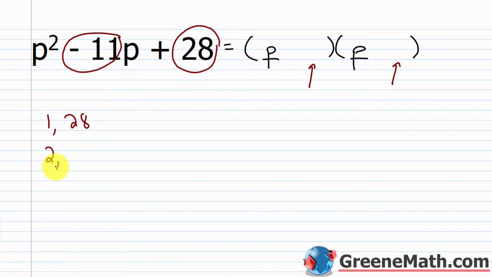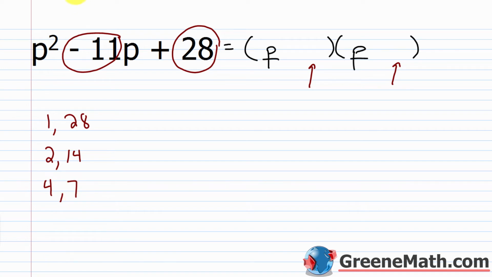We'd have 2 and 14. If I did 14 minus 2, that would give me 12, so that's not going to work. Next, 3 isn't going to work, since 28 is not divisible by 3. It is divisible by 4. I can do 4 and 7. Looks like that might work.